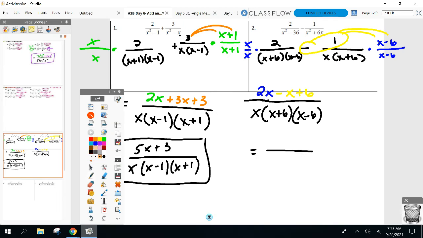Jeremy, what's left on top? It will be 2x minus x plus 6. Yep. Combine my like terms. And that will be x plus 6. Right? Yeah.